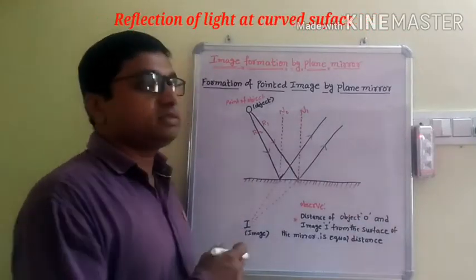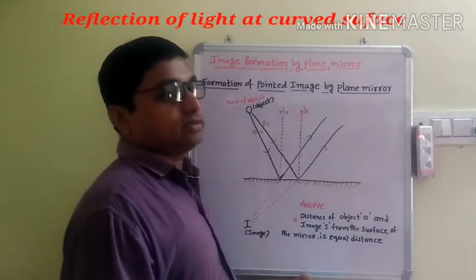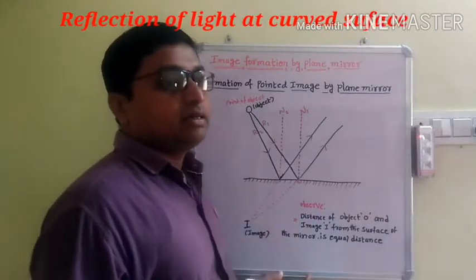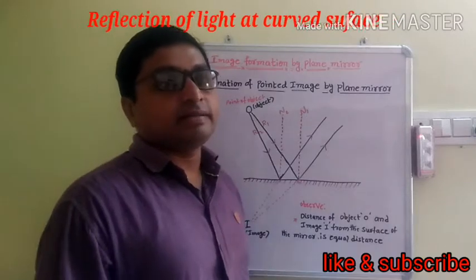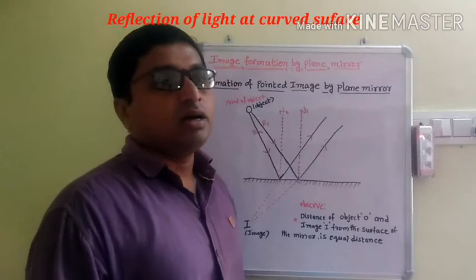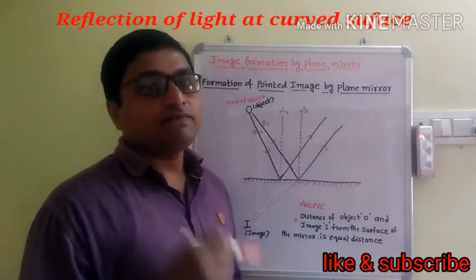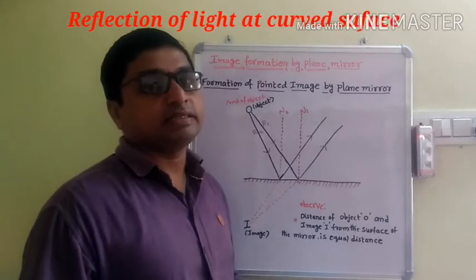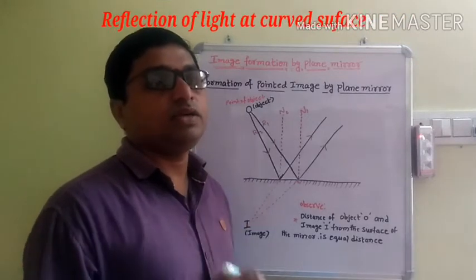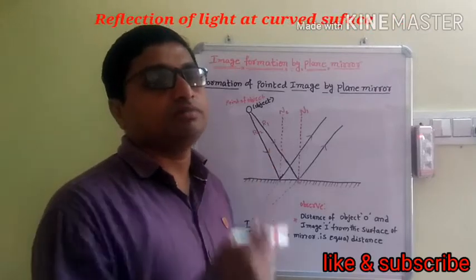See here in this picture, we are using the pointed object. One point you must remember: for image formation, we need two light rays. Where the reflected rays intersect, at that point we get the image of the object.